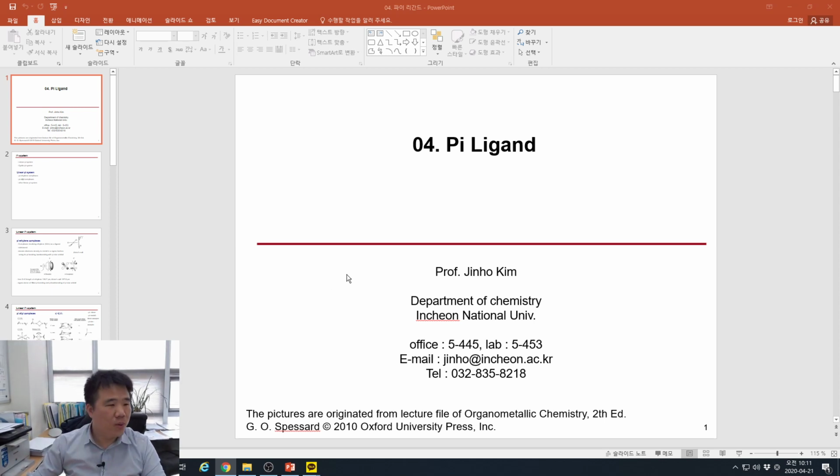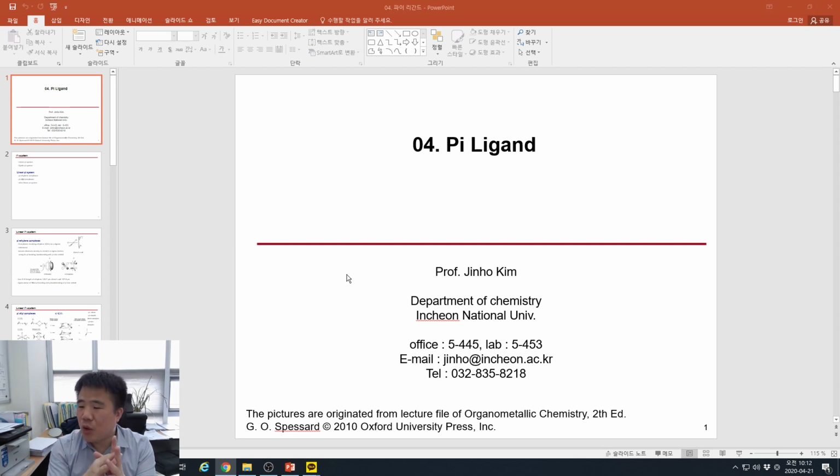Okay, so today we will talk about organometallic chemistry. In the last class, we learned about the CO ligand, carbon monoxide. As we learned, carbon monoxide can make strong binding with transition metal because carbon monoxide can give electron by using sigma donation, so sigma donor, and CO can get electron from the transition metal by pi back bonding. So they can make strong interaction between transition metal and carbon monoxide.